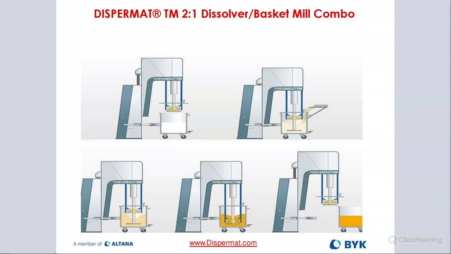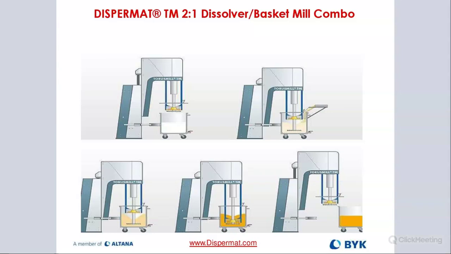So then we have something really cool. It's unique. It's an amazing piece of equipment, especially for people that want to produce something quickly on one machine without having to move from one machine to another machine or do any type of changeover from a dissolver to a mill. And it's our TM version. And basically the TM is a 2-in-1.